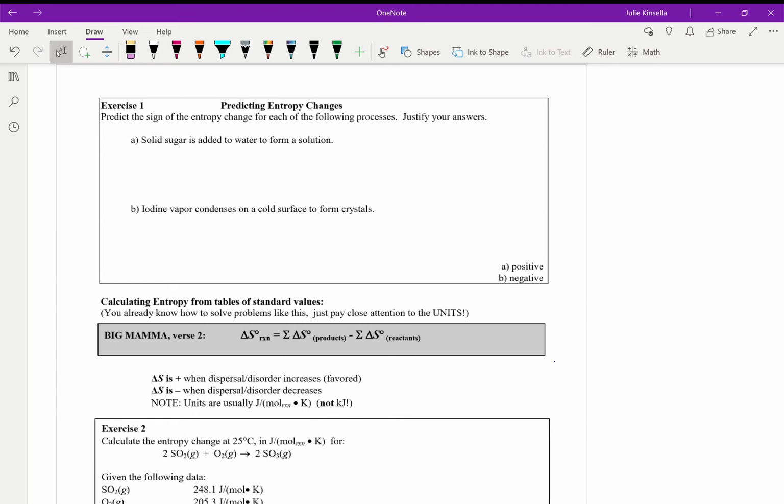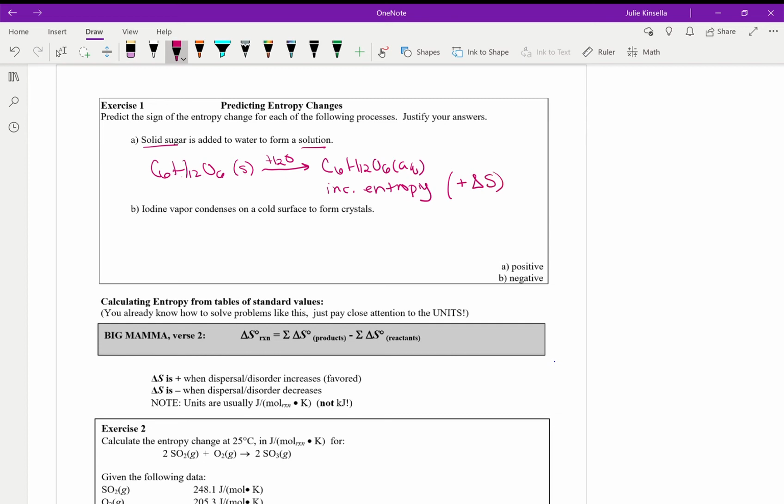All right, so how do we predict entropy changes? We're just going to apply what we were just talking about. With this one, we have solid sugar that's being added to water to form a solution. So we'll use glucose, C6H12O6, which is solid. I'm going to dissolve it into water. Make sure you don't put water in as a reactant because they're not reacting together. Now it's going to become aqueous. This means we are increasing entropy because it's going from a solid to aqueous, so we would have a positive delta S value to represent that increase in entropy.